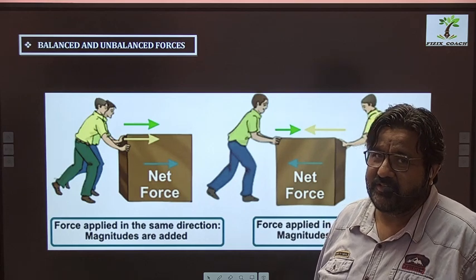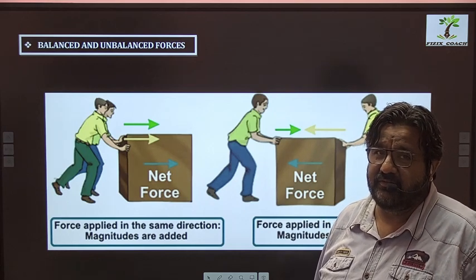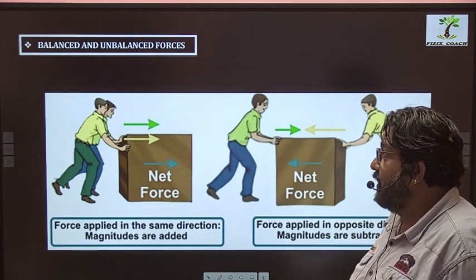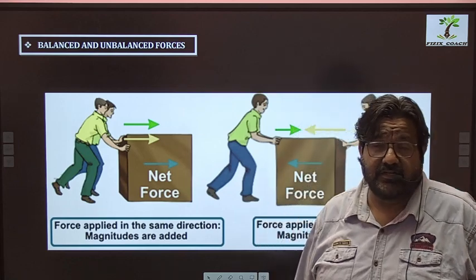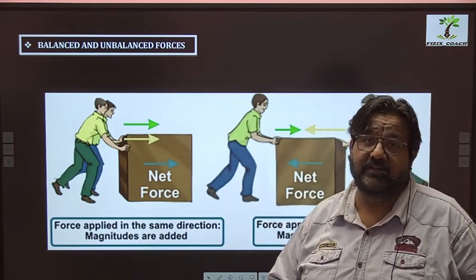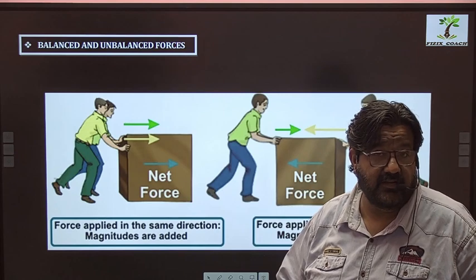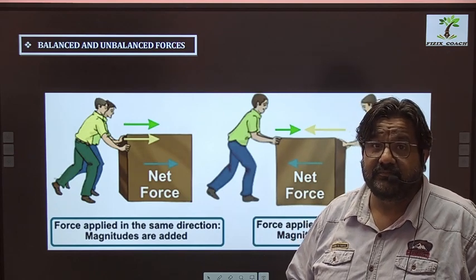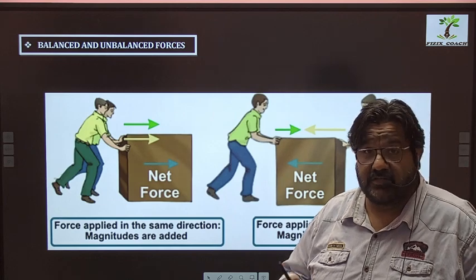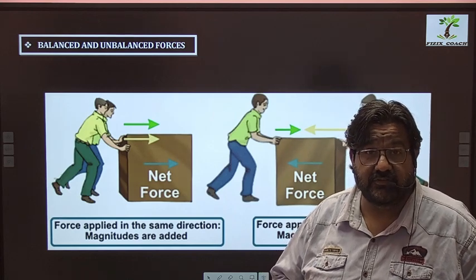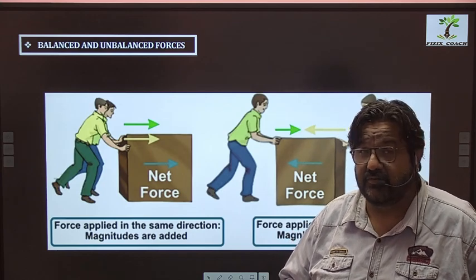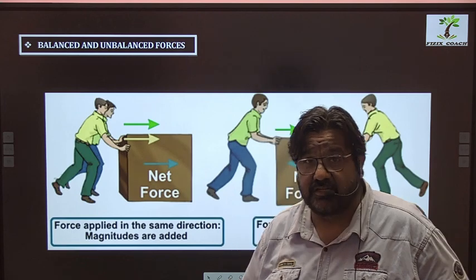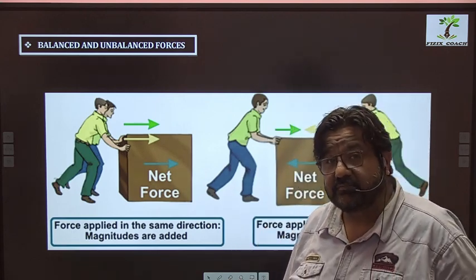We'll be studying the second lecture of the first chapter of physics, that is force. Already, we have studied what is force, its definition, its mathematical formula, and its unit. What is the unit of force? The SI unit of force is Newton, and the CGS unit of force is Dyne.